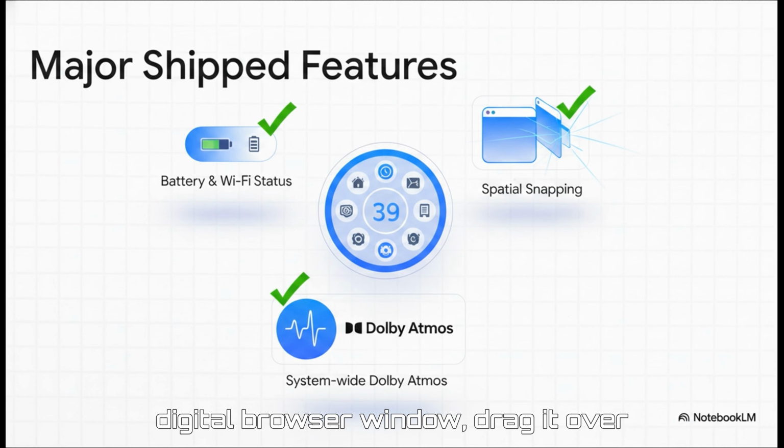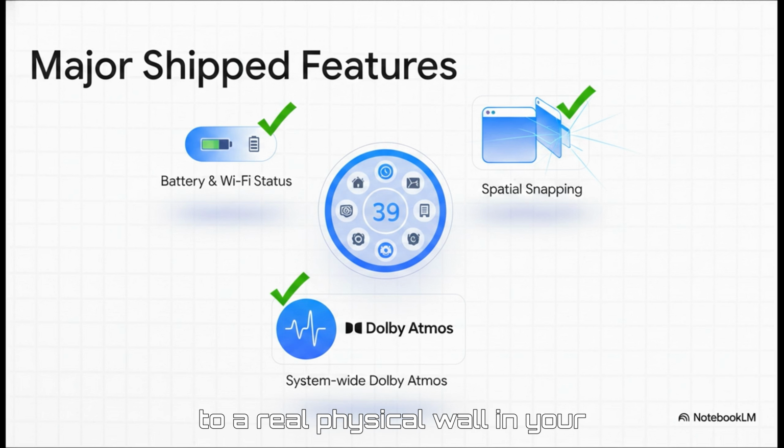Then we have spatial snapping. This is where you can grab a digital browser window, drag it over to a real physical wall in your room, and it just magnetically snaps flush against it. It literally uses your real-world architecture for digital organization. And finally, system-wide Dolby Atmos, giving this incredibly accurate, immersive spatial audio across all applications.